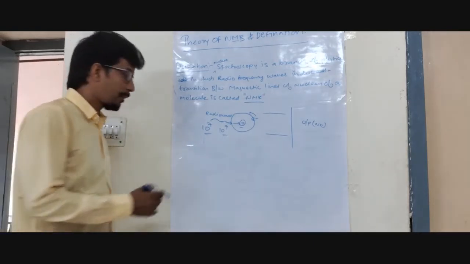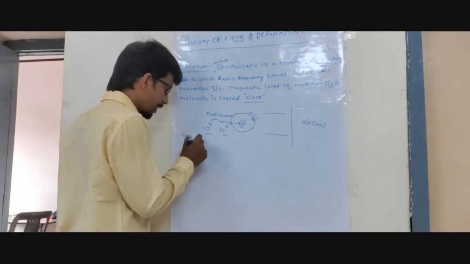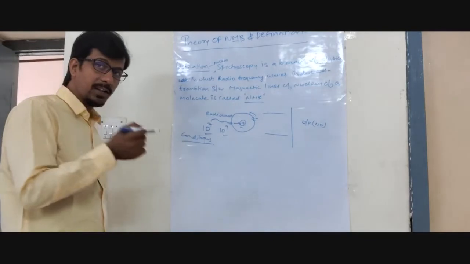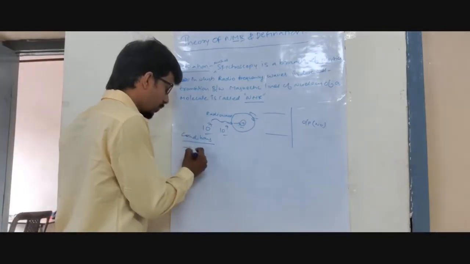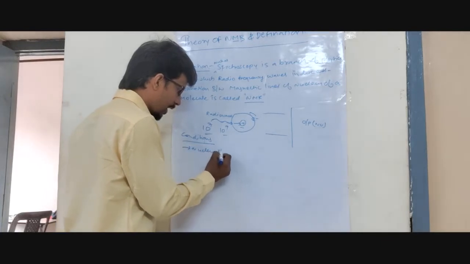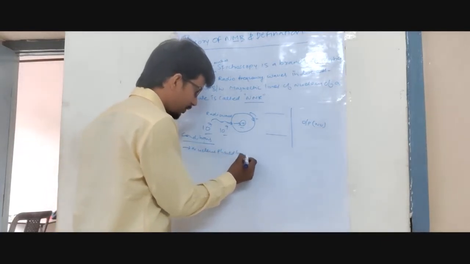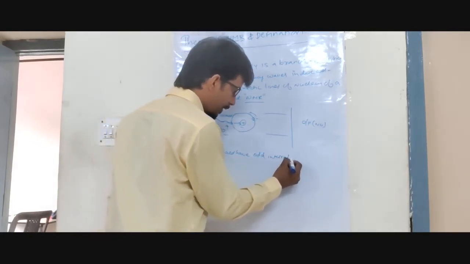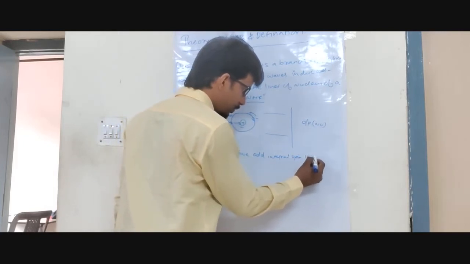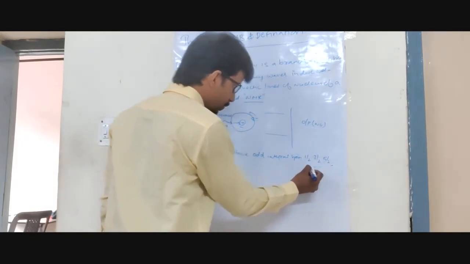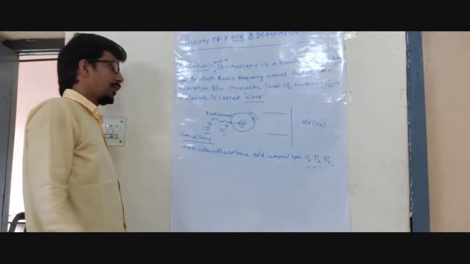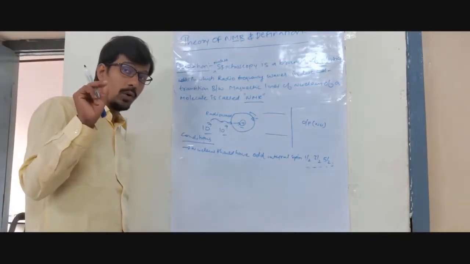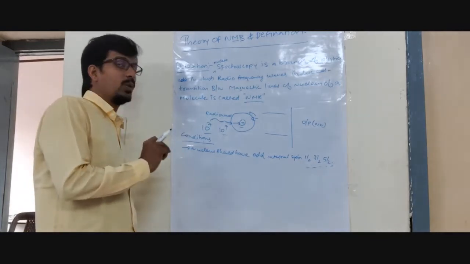And what is the condition? The conditions are very important. We will not generate the magnetic lines unless this satisfies the condition. The condition is the nucleus should have odd integral spin, like 1 by 2, 3 by 2, 5 by 2, and so on. If we have these types of spins, 1 by 2, 3 by 2, 5 by 2, then only are we going to get nuclear magnetic resonance.